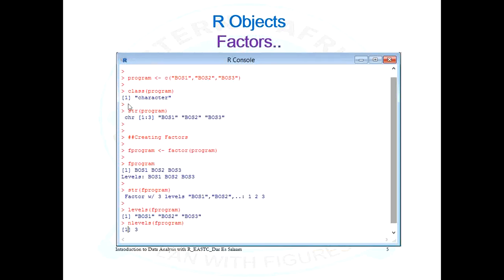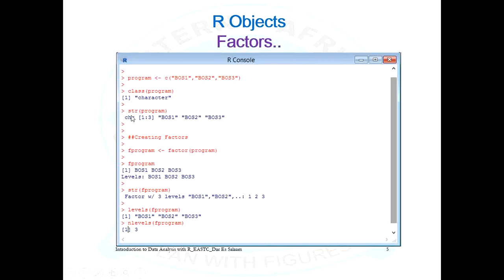So if we type factor program, this program will be changed into a factor. If you print F program, it will give you the 3 levels. They are now factors. You can see both 1, both 2, both 3. These are now factor variables, and you can see the levels: both 1, both 2, both 3, meaning that we have 3 levels.